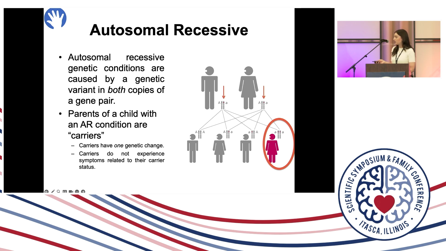And so parents of autosomal recessive conditions are called carriers. Carriers just means that you have a genetic change in one copy of your gene pair, but carriers are not affected with these autosomal recessive conditions. And the reason being is that while they do have a genetic change on one of their genes, the other copy does not have a genetic change and therefore is able to compensate for the copy that isn't functioning as well as it should be.